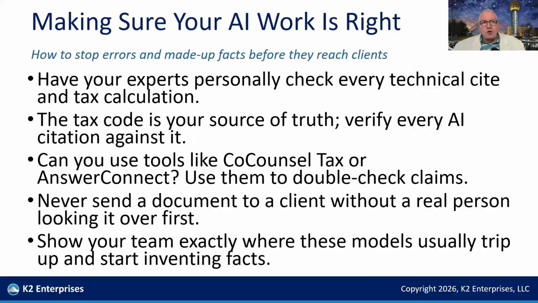You do want to have that human in the loop. The tax code is your source of truth, so you want to verify every cite in here. You can use tools like CoCounsel Tax and Answer Connect. Again, you can use them to double check claims that you have other places. But you do need a human being to look over things first. And again, there are places where things make mistakes.